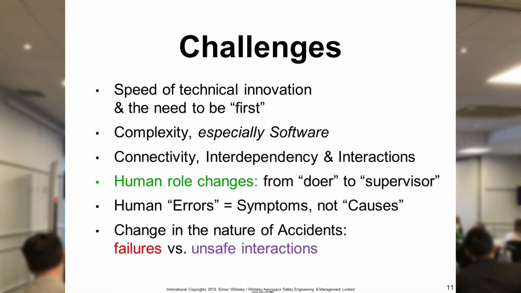Complexity, challenges with complexity, especially software. Connectivity, interdependency and interactions. There's a mention earlier on about human role changes, so from doing the work to being a supervisor of automation that's doing the work. And the concept of human errors being symptoms as opposed to causes. And also the change in the nature of certain accidents from being due to failures to now being due to more unsafe interactions, so not failures.